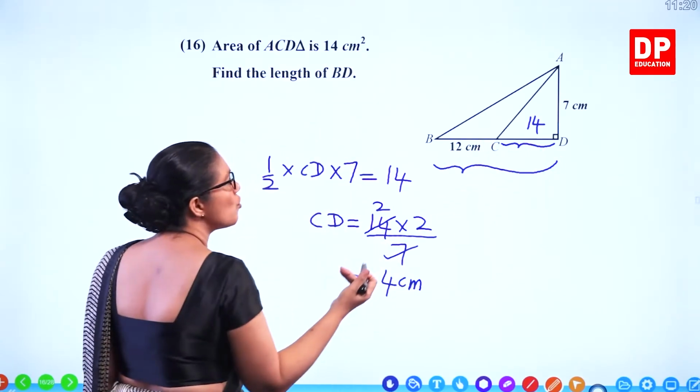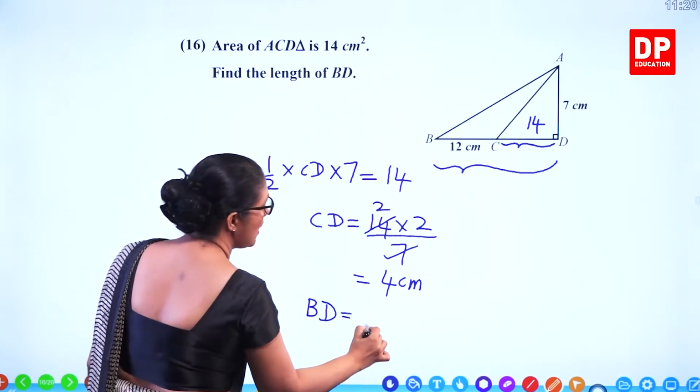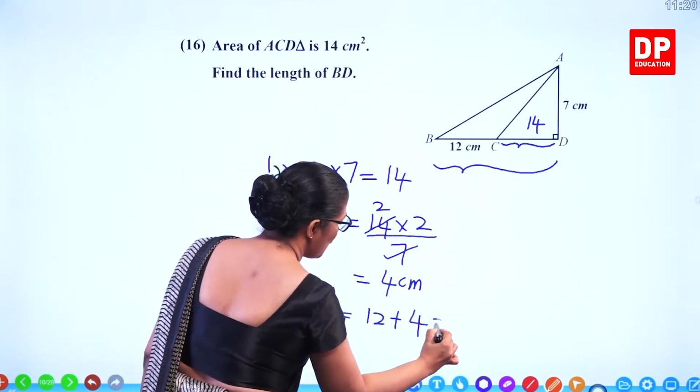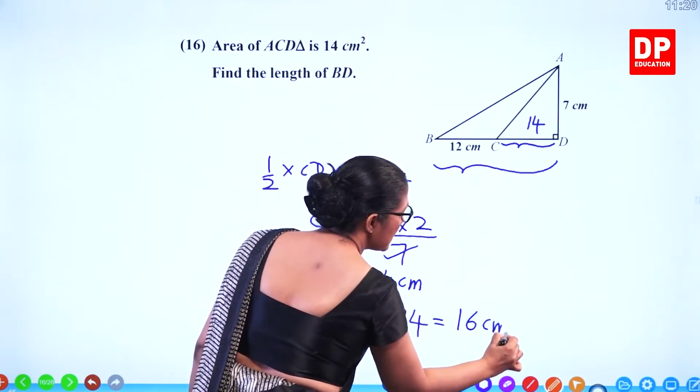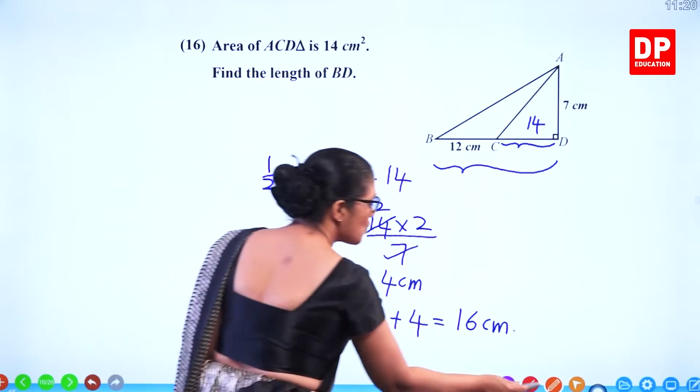This is 12. So what is the BD length? BD length is 12 plus 4. You get 16 centimeters for the length of BD. So 2 marks for that.